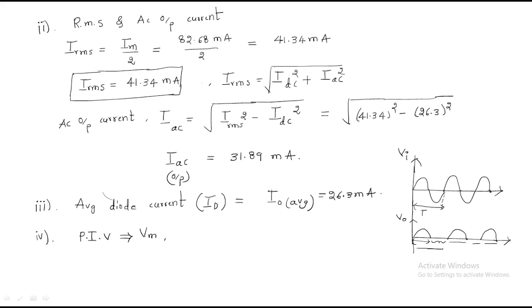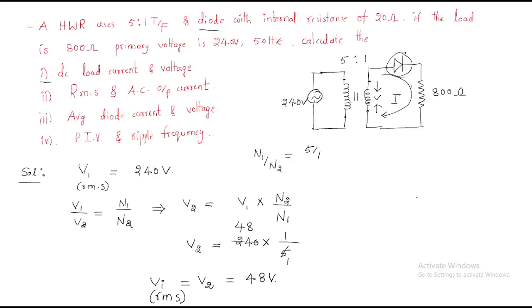This is also the same thing. It has the same frequency, right? So the ripple frequency is nothing but 50 Hz. Ripple frequency is simply the frequency of the output waveform, which is 50 Hz, because the input wave is also a 50 Hz waveform. Okay, so this is the problem for the half wave rectifier.